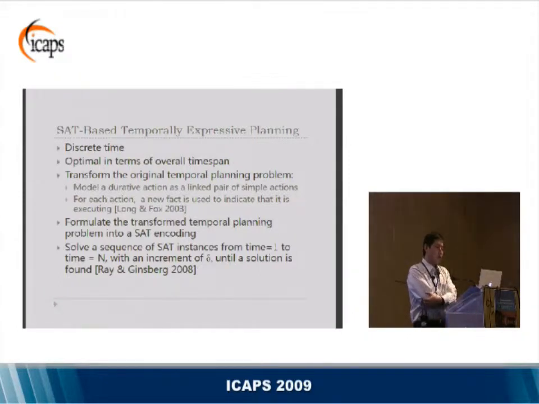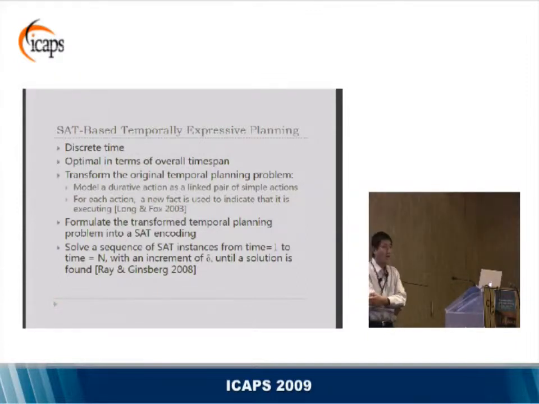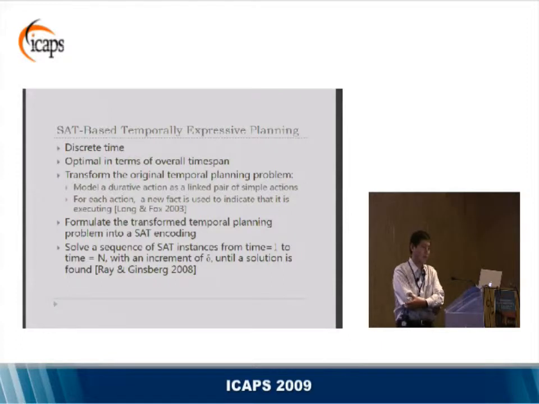And in order to transform the original temporal planning problem into SAT, we first need to model a durative action as a pair of simple actions. Basically, for each action, if it's temporal, then we introduce two actions. One represents the beginning of that action, and the other represents the ending of that action. We also introduce a new fact to indicate that the action is being executed. Then we can transform the problem, after we introduce the simple actions, into a SAT encoding, and we just solve a sequence of SAT instances. Starting from a small time step, we increase the time step until we find a solution. Each time we can increase the time step by a delta that can be user defined. For example, we can use delta 5 or delta 10.